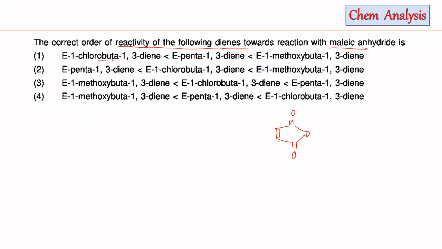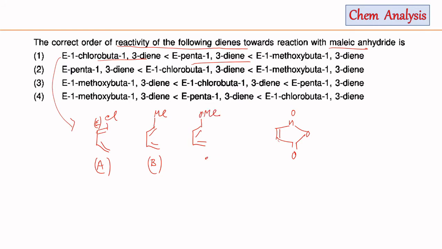And if we draw the different dienes, they will look like this. First, E-1-chloro-buta-1,3-diene, this is A. The second structure is E-penta-1,3-diene, this one is B. And the third one is E-1-methoxy-buta-1,3-diene, where here will be the methoxy group.